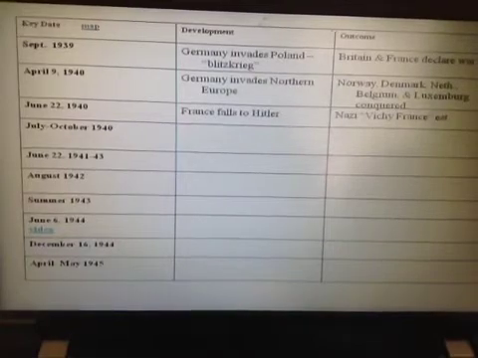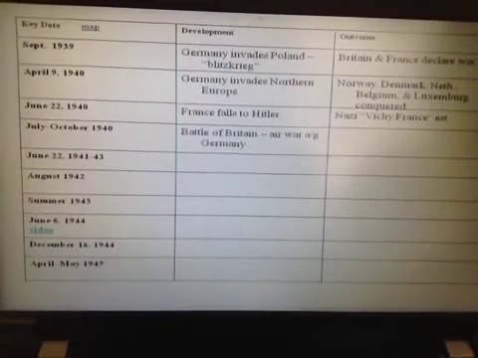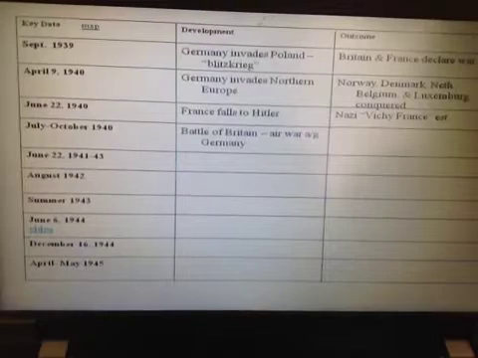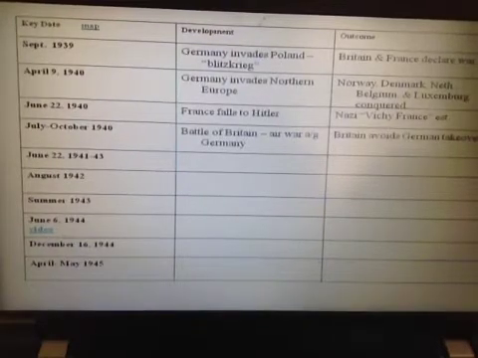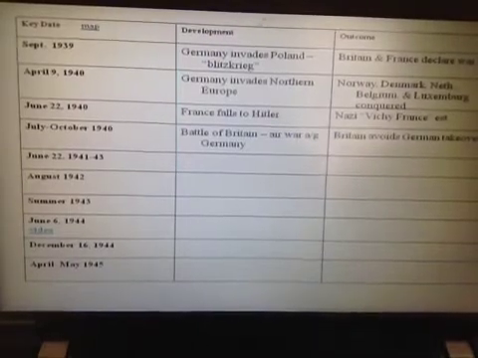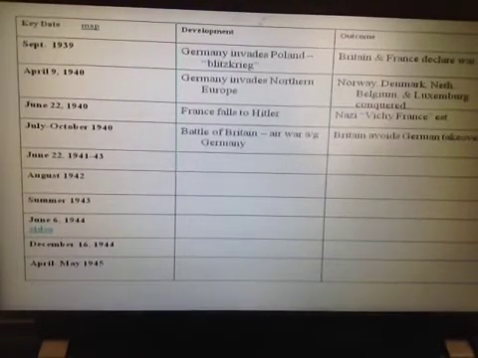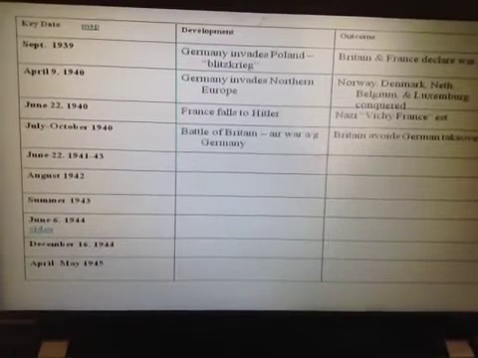And then if you remember, from July to October of 1940, we had the Battle of Britain. It was an air war against Germany. And somehow the British are able to avoid a German takeover through their resolve and also use of radar.